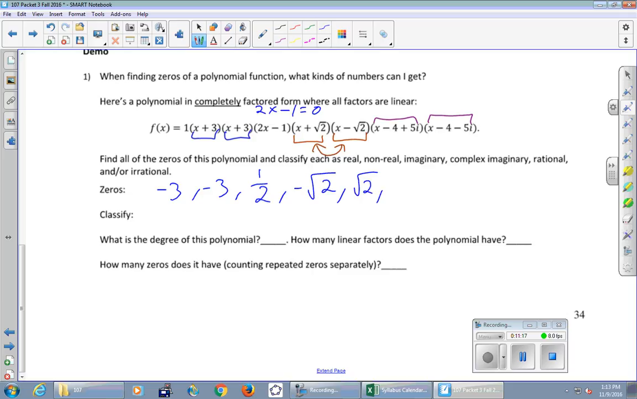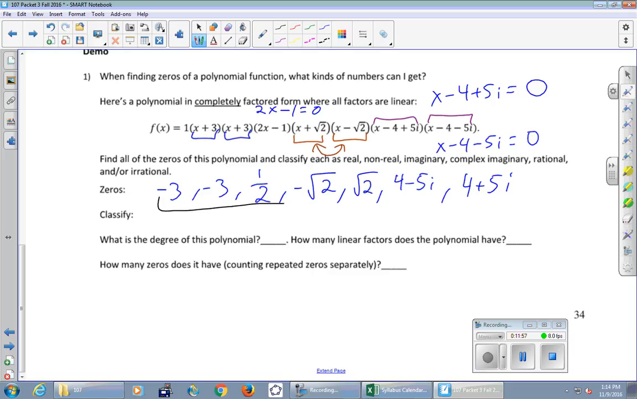All right, then we get to the trickier ones here. What number for x? x minus 4 plus 5i equals 0. That's what we're solving. 4 minus 5i, not over, right? Just add and subtract them both to the right-hand side. And then this guy is x minus 4 minus 5i equals 0. And when you move them both over, what do you get? 4 plus 5i. Again, those are the conjugates we were talking about. 4 minus 5i automatically has a partner, 4 plus 5i.